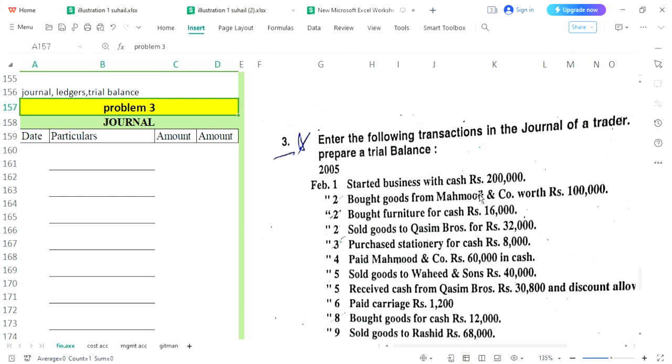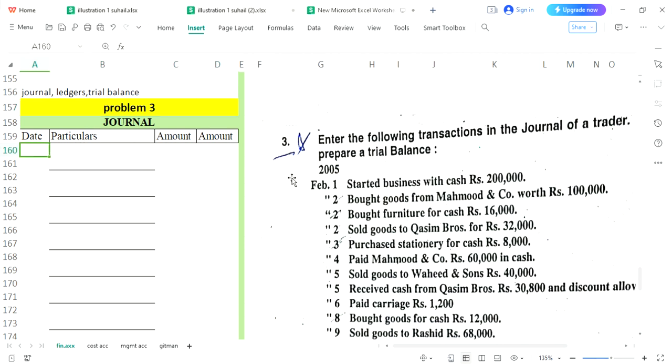We are going to start with the journal. This is our date column, and the very first step is to put the date. Here you can see the first date is February 1. So you will put February 1 in the date column. And now let's see what it is saying. On February 1, started business with cash. So you are going to start your business.